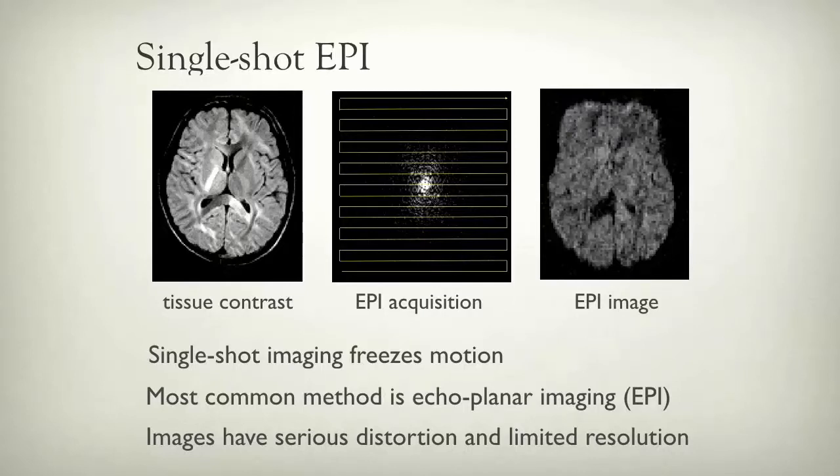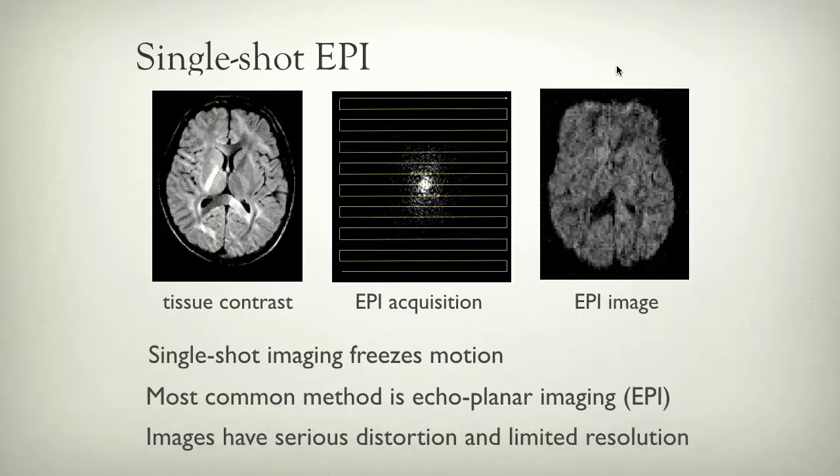So for that reason, the most common thing that we do for acquiring an image is to use single-shot EPI because it freezes motion. We get the image in one go, and then any motion is frozen in a snapshot. So it's not necessarily because we need the images to be fast that we use EPI. The single most critical reason why we use it is because it freezes motion. I'll come back later to ways that we can try to get around this.